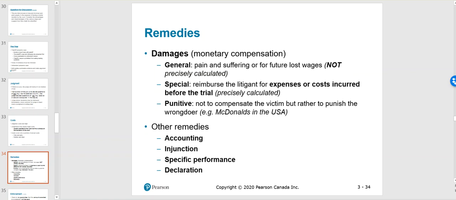Special damages are those that you actually incurred. So the invoice you paid to fix your car, the cost of a smartphone that you lost or that was damaged, medical bills. Those are costs that you can prove. They can be precisely calculated. And then punitive damages. Punitive damages aim at punishing the wrongdoer, the offender.